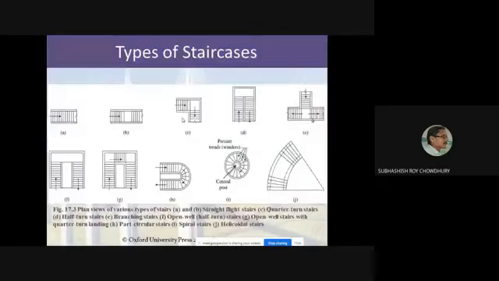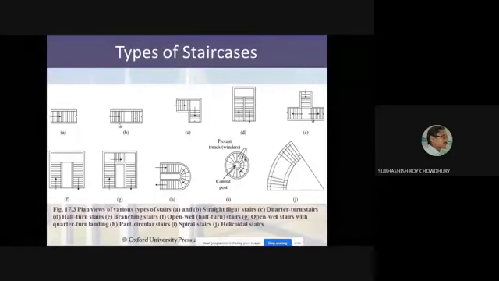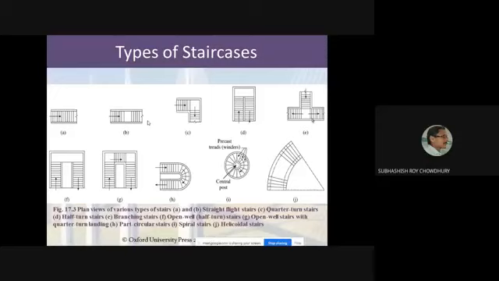It may be that there will be a beam here. This is an inclined beam just along the direction of the stair. So there will be an inclined beam here, and an inclined beam here. And say this is the slab which is resting over this beam and this beam. Then it is called the transversely supported stair, because transversely means the supporting direction is perpendicular to the direction of the movement of the stair.